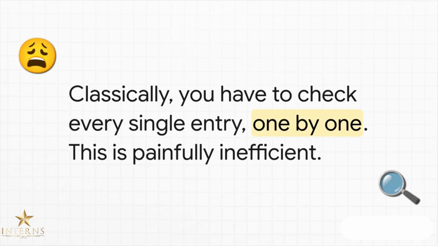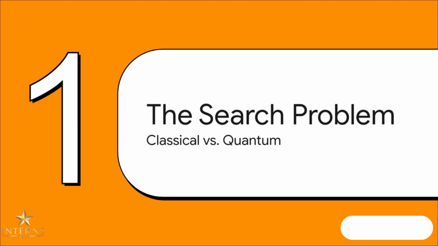If you're using a normal computer, or just your own two eyes, there's absolutely no shortcut. You've got to start at page 1 and just grind your way through, name by name, until you stumble upon it. And the worst part? It could be the very last name on the very last page. Talk about inefficient. Right, so this is what we call the great search problem.